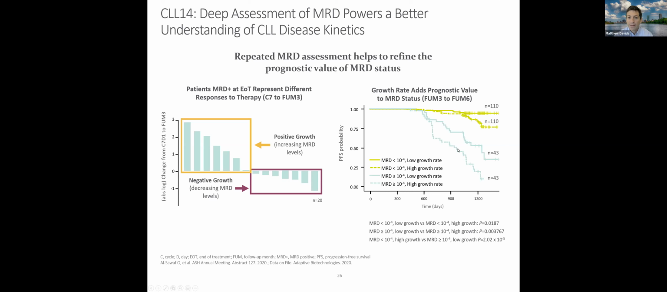And then we can look on the right at the progression-free survival based on the growth rates. And we do see a difference: even patients who have undetectable MRD, if they've had a higher growth rate, they have a shorter progression-free survival. In patients who have detectable MRD, it's the same thing. Patients who have a higher growth rate of the MRD have a shorter progression-free survival. So this suggests that there may actually be benefit to measuring MRD over time to even further refine our predictions about when patients may need additional therapy.